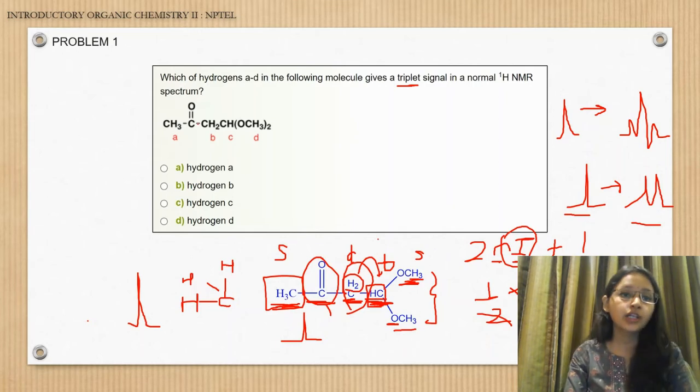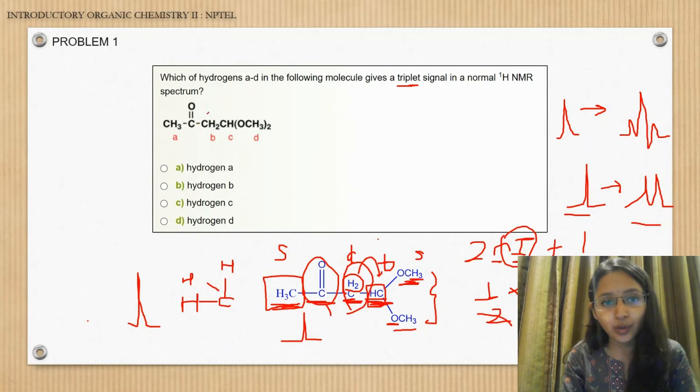So the correct answer will be what? Just tell me what is the correct answer amongst these A, B, C, D. Which is the proton which is going to give you a triplet?